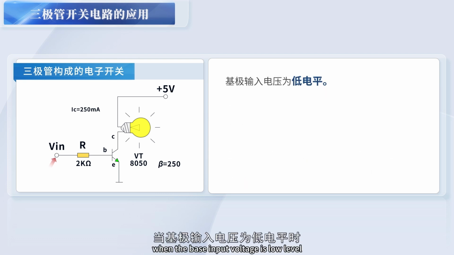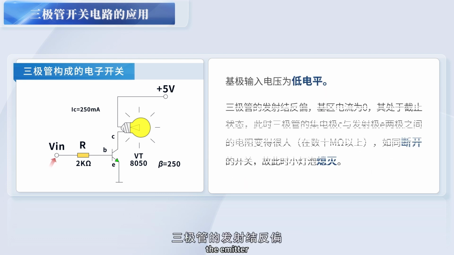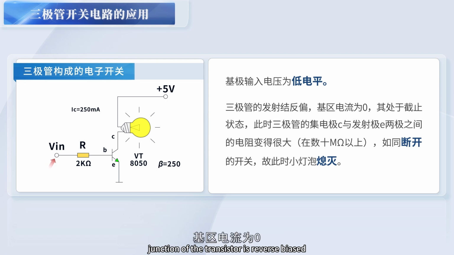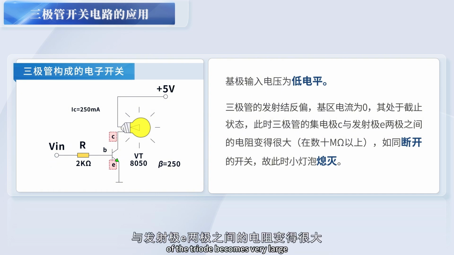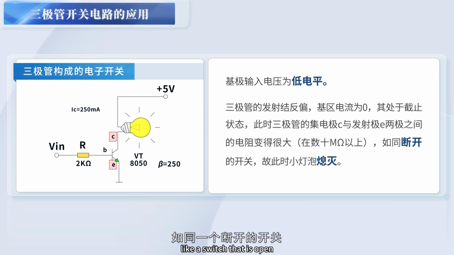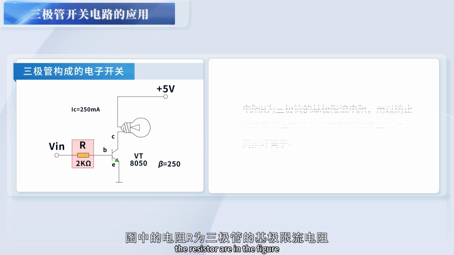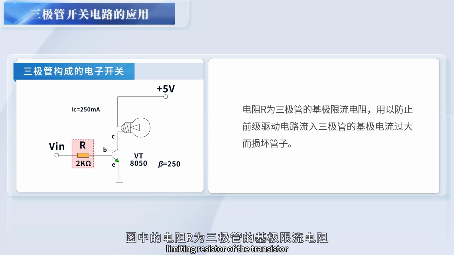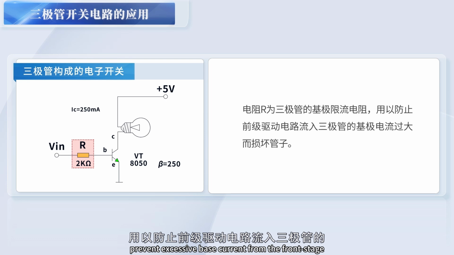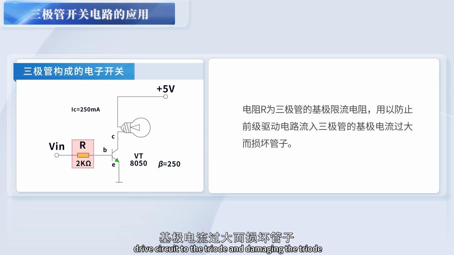When the base input voltage is low level, the emitter junction of the transistor is reverse biased, and it is in the cutoff state. The resistance between the collector C and emitter E of the triode becomes very large. Like a switch that is open, the light bulb goes out. The resistor R in the figure is the base current limiting resistor of the transistor. It prevents excessive base current from the front stage drive circuit to the triode, which would damage the triode.